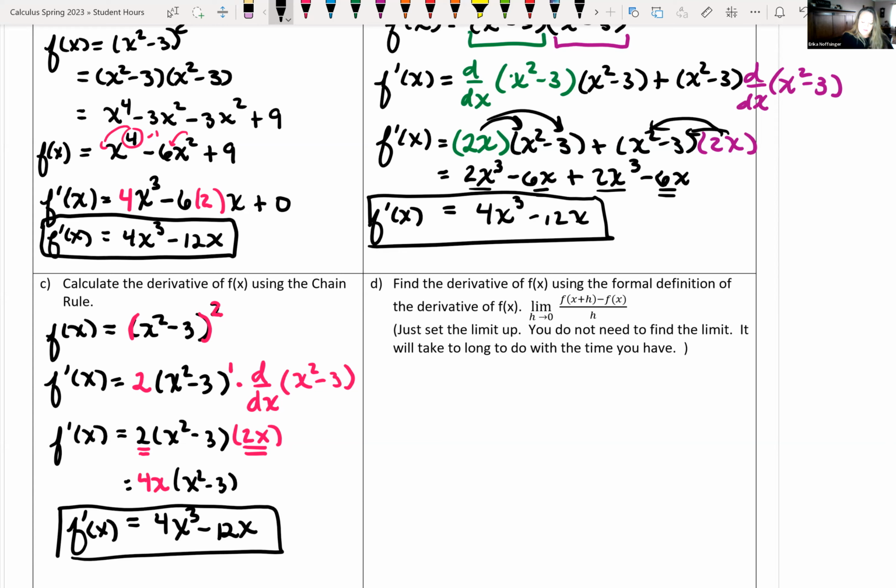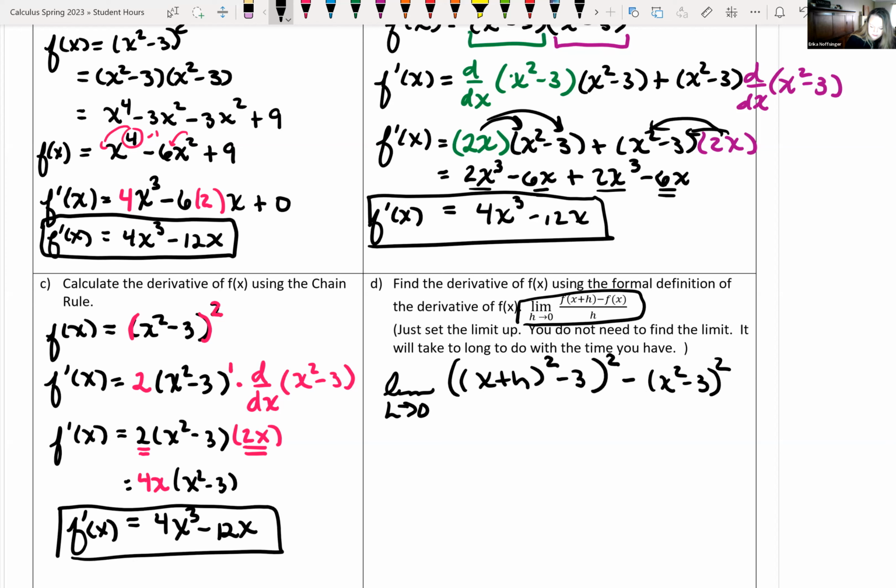Part D, find the derivative of f of x using the formal definition of the derivative. Just set this up. You don't need to calculate it. Using the formal definition, which I gave you here, we're looking at f of x plus h. So we're plugging in x plus h wherever we see an x. So we have (x plus h) quantity squared minus 3, and then we're squaring that whole thing. Minus f of x, which again was (x squared minus 3) quantity squared, all over h.